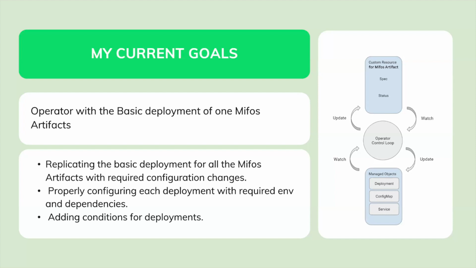So now I'm following this plan for the operator development: starting with a deployment of one Mifos artifact, then replicating it for all the Mifos artifacts, considering the required configuration changes, then configuring each deployment with required environment variables and dependencies, then finally adding the conditions for deployments and then further solving any errors, rechecking and testing each and every configuration.